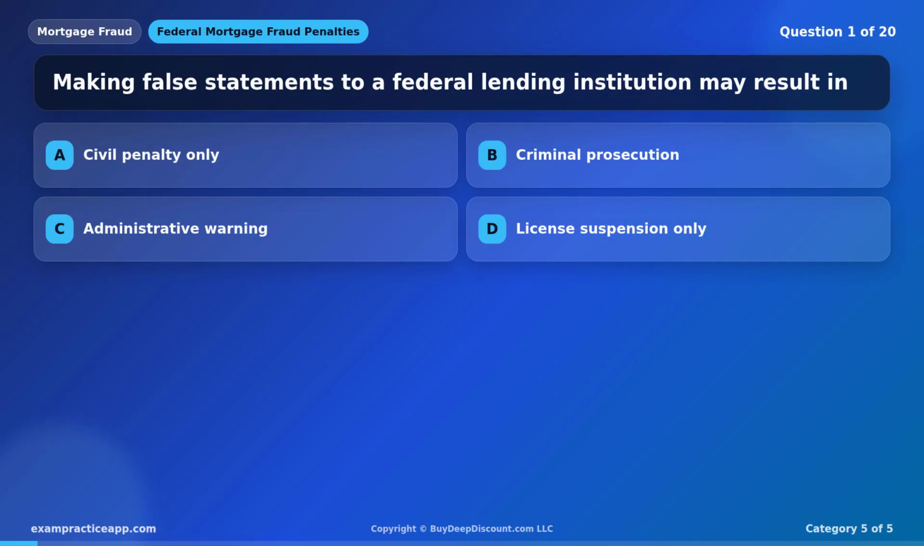Question 1. Making false statements to a federal lending institution may result in option A, civil penalty only, option B, criminal prosecution, option C, administrative warning, option D, a license suspension only. Take a moment to choose your answer. The correct answer is option B, criminal prosecution. Explanation. False statements to federally regulated institutions may result in federal criminal prosecution.